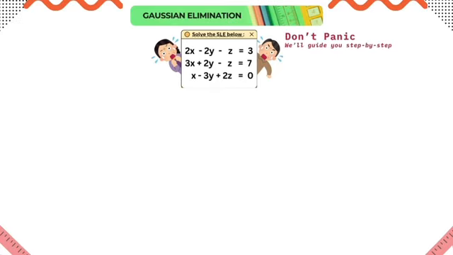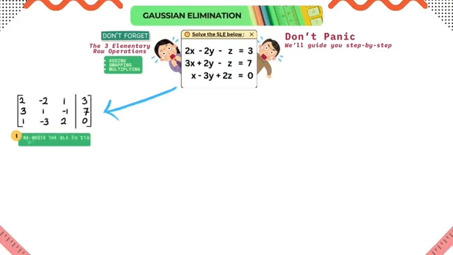What's important is that we need to remember the elementary row operations. Don't worry, we will show you at each step which exact EROs we have applied. Step 1 is for us to rewrite the SLE to its augmented matrix form. Then, step 2, we need to look at the entries.